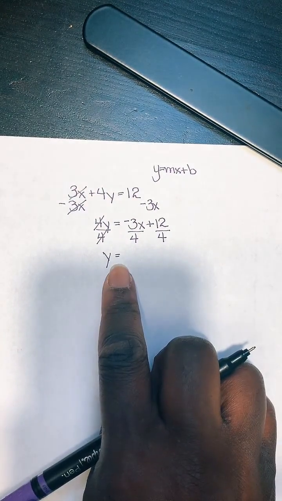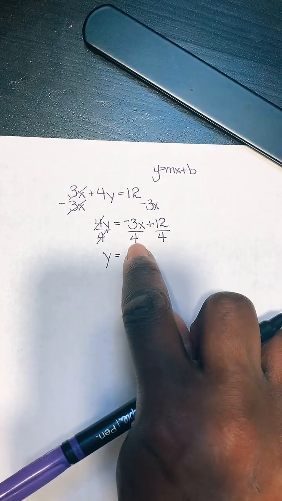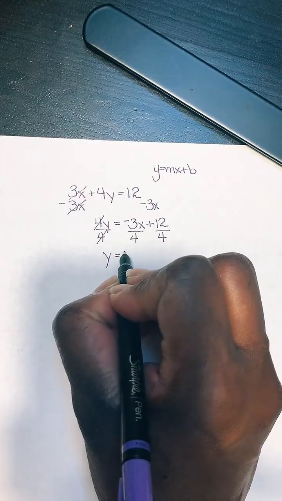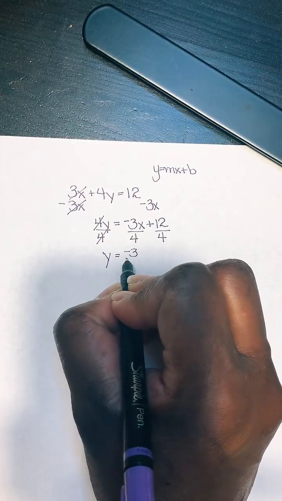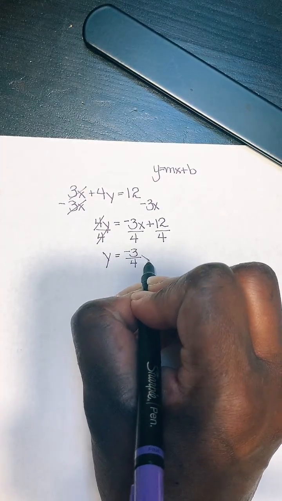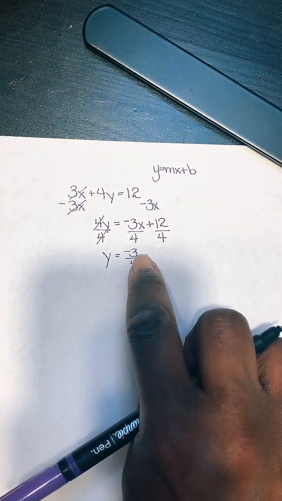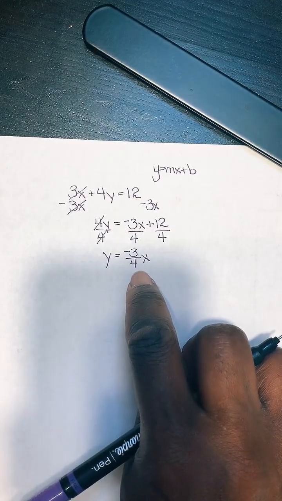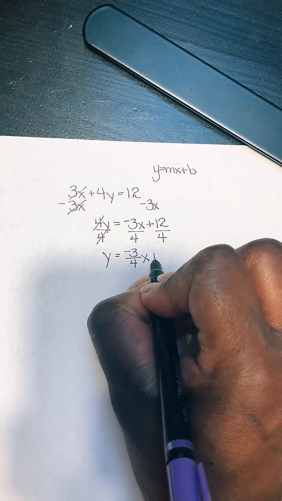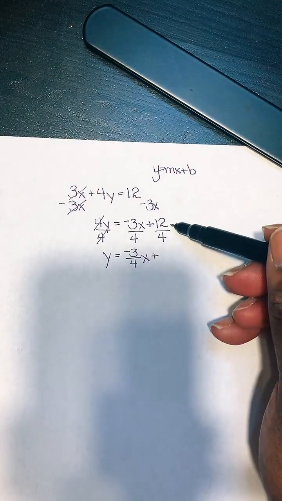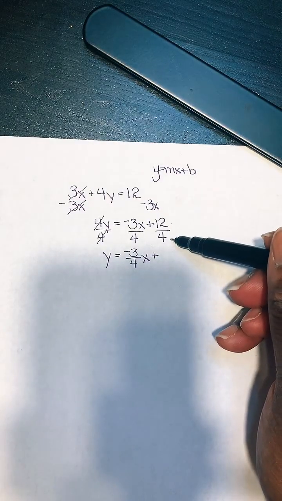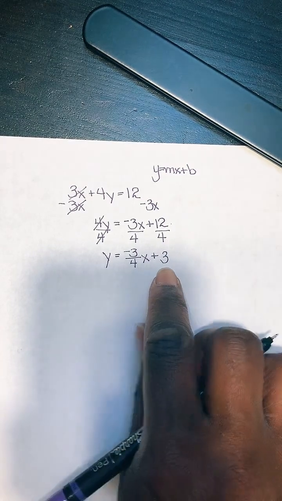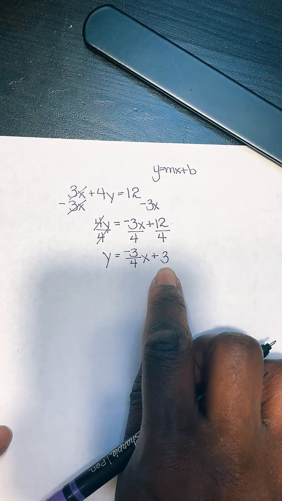Bring down the equals. Now, negative 3/4 x, you can leave as a fraction because that is your slope. And remember, slope is a fraction. Rise over run. So you want to keep it as a fraction. Plus 12 divided by 4, that will give me 3. And this 3 is your y-intercept.